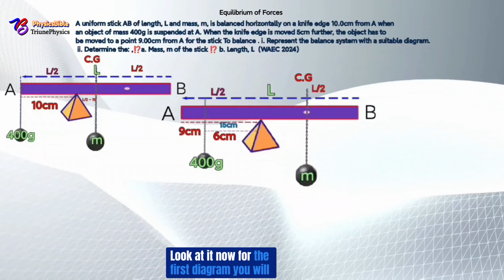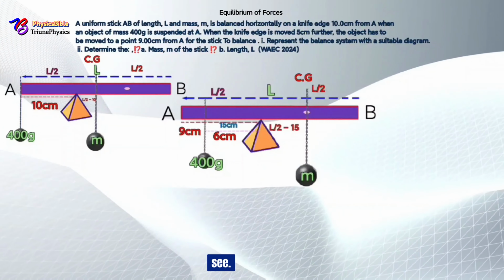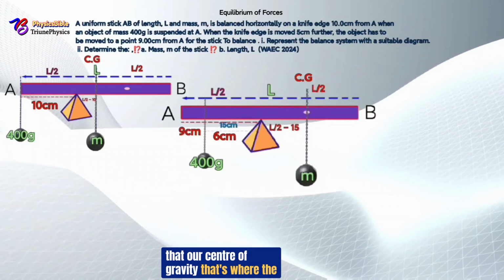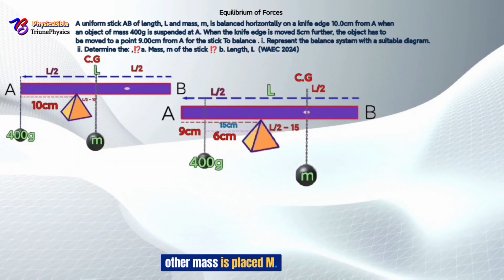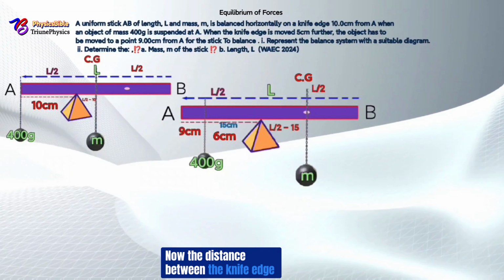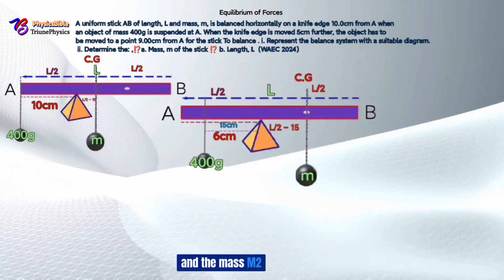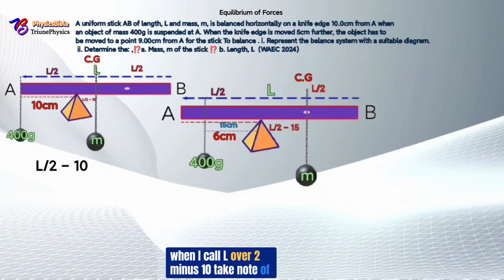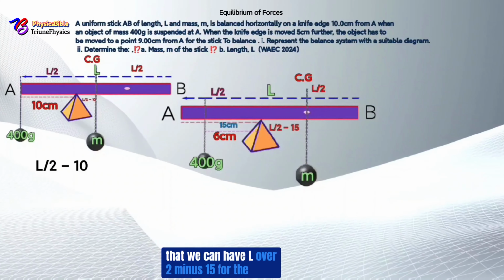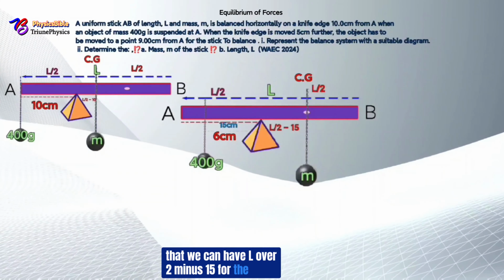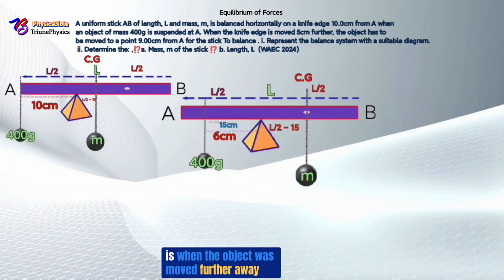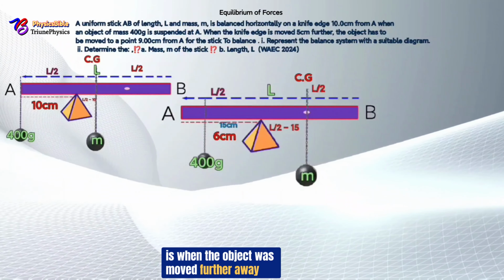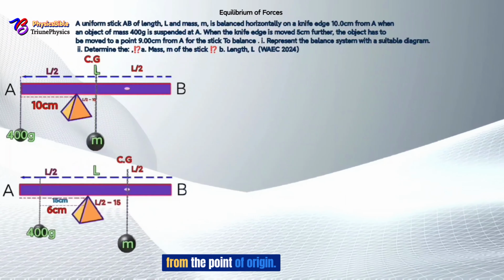Look at it. Now for the first diagram, you will see that our center of gravity, that's where the other mass is placed, M. Now the distance between the knife edge and the mass M2 will equal L over 2 minus 10. Take note of that, so that we can have L over 2 minus 15 for the second diagram, which is when the object was moved further away from the point of origin.